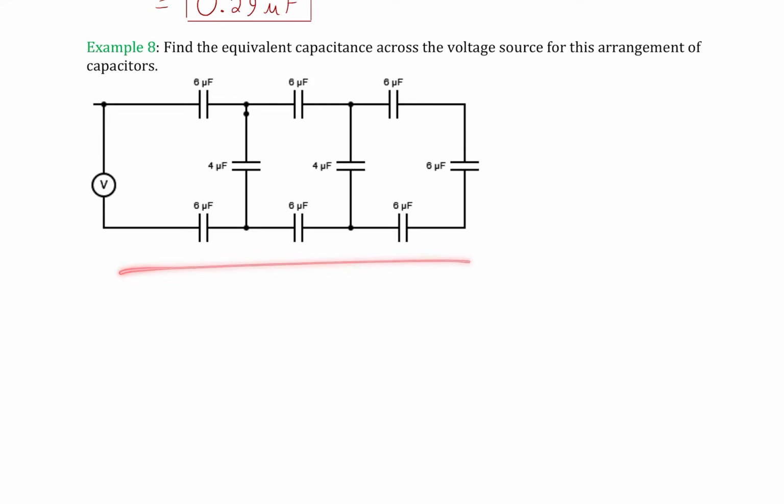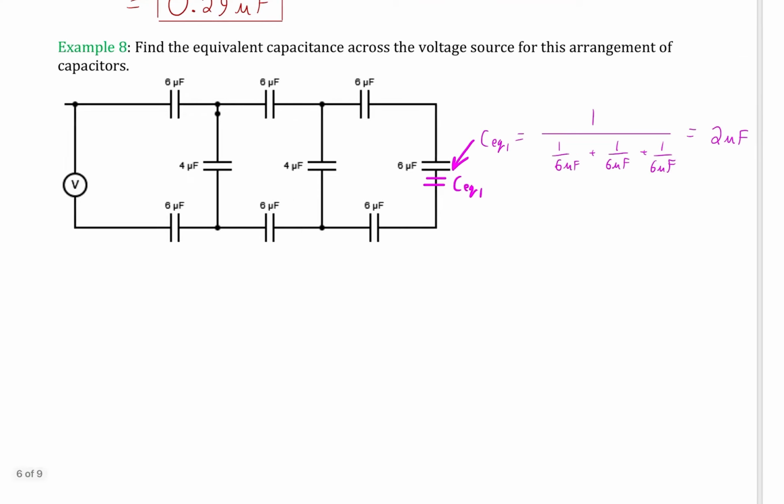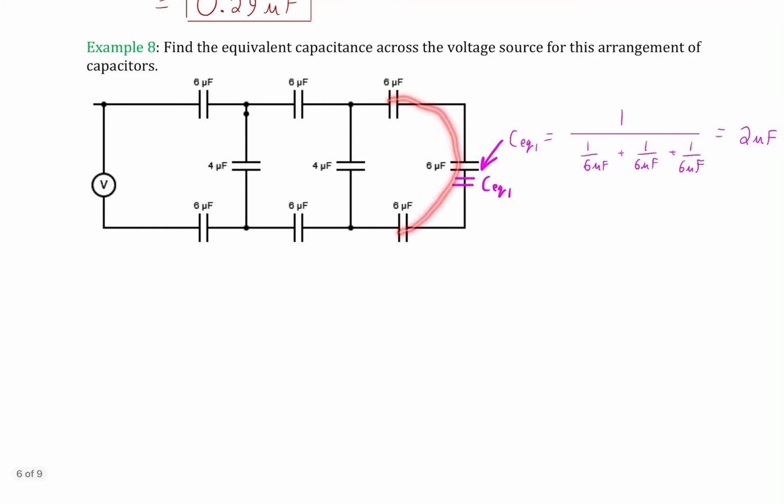There's a whole bunch of them. Okay. So you work backwards. You work from the furthest capacitors out towards the voltage source. Okay. So first of all, I would replace these three that are all in series like this.